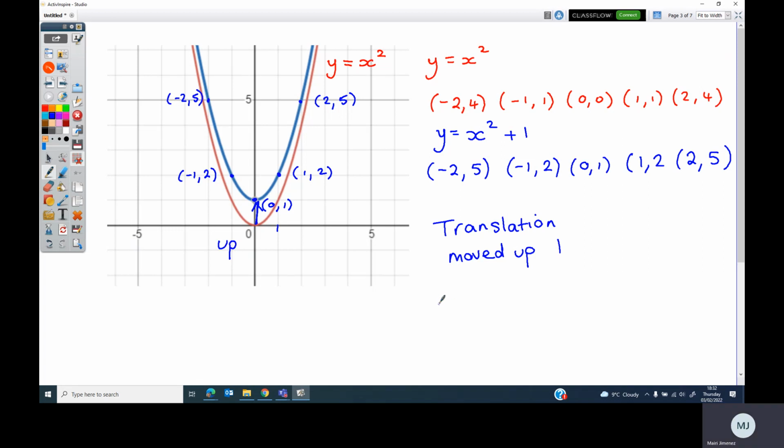So the number at the end is how much it's been moved up. X squared add 1 means up 1. You can change that number: if we have add 2, it's moved up 2. If it's subtract 1, it's moving down. So we can see the y coordinates, that used to be 4. Now you're adding 1 on to the y values. So it's all moved up.